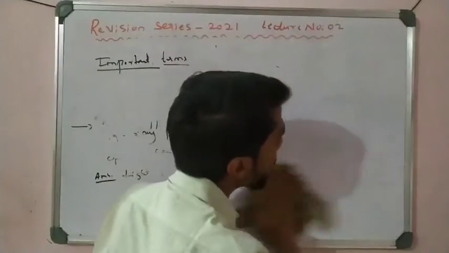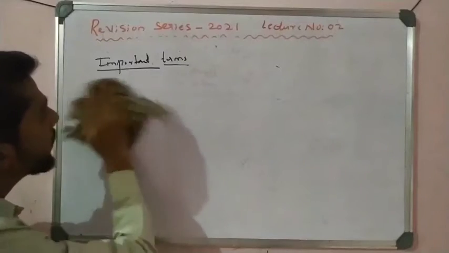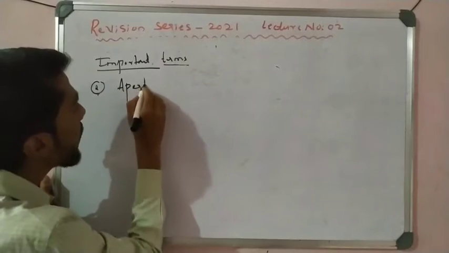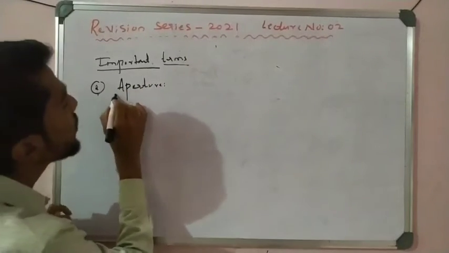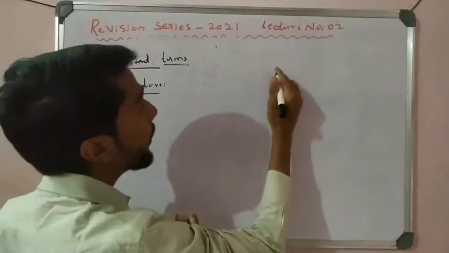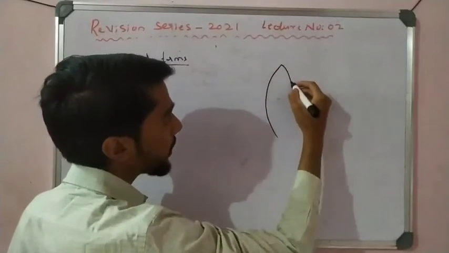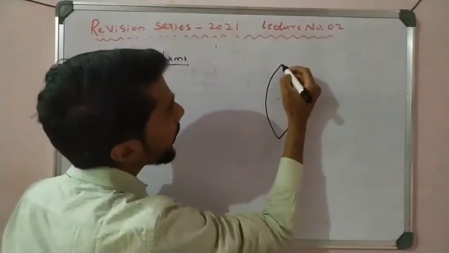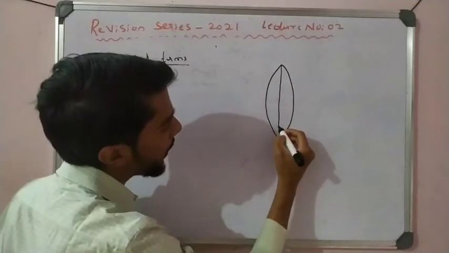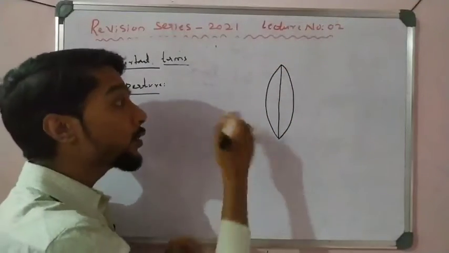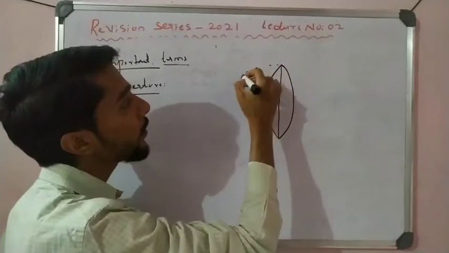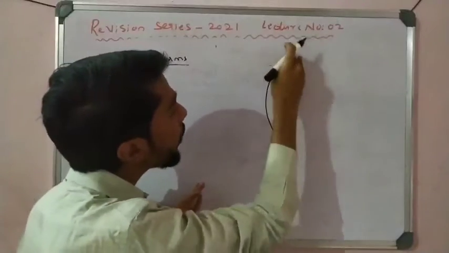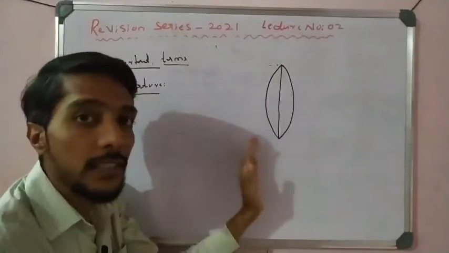So let us see another very important term after the optical center. The second one is called aperture. What is aperture here? First see in the diagram, this is a convex lens. Now see this whole height of the convex lens. Or if I make it a sphere, it looks like a diameter. So the diameter of that spherical lens is called the aperture.